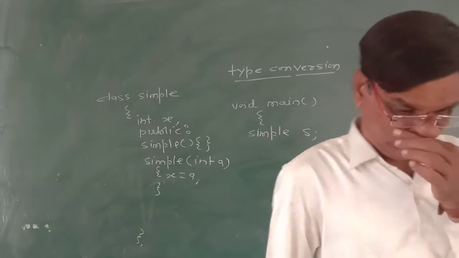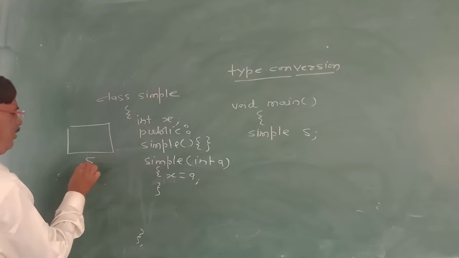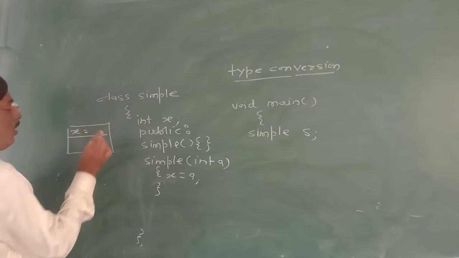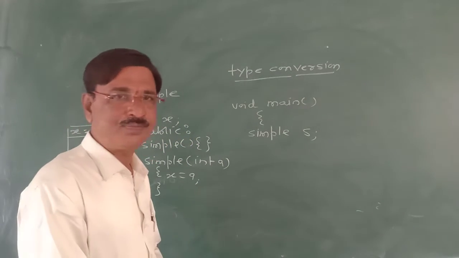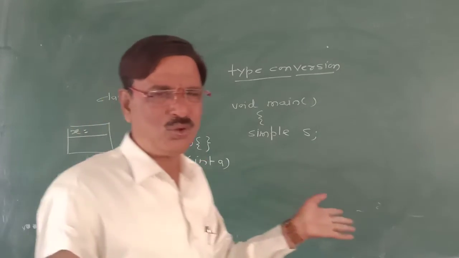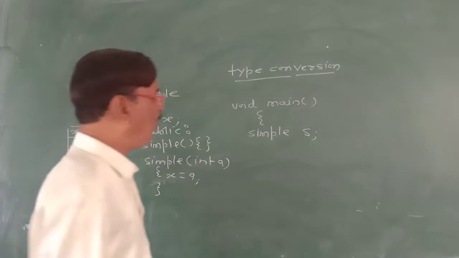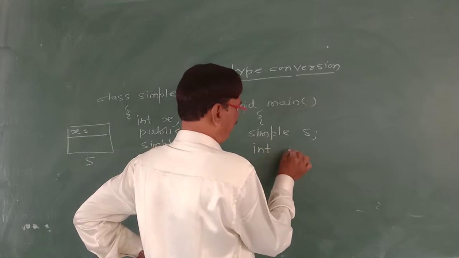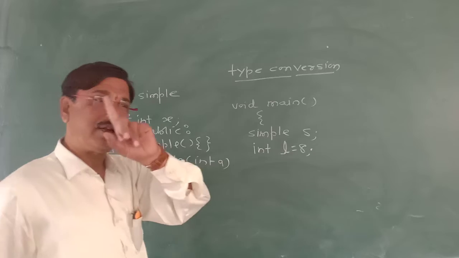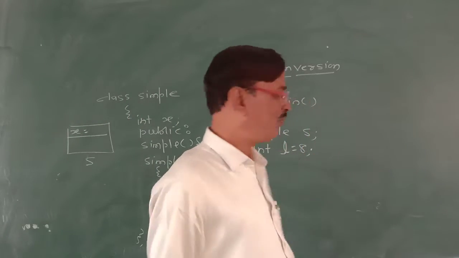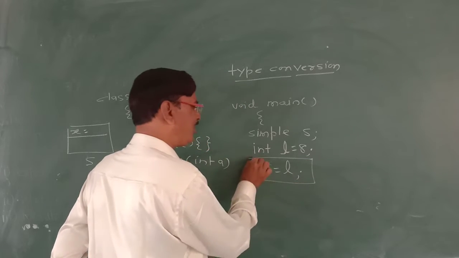Now, simple S, an object is created, x is not initialized. As soon as the object is created, this constructor will get executed, but this default constructor does nothing. Now suppose there is one integer L equal to 8. There is one integer L, there is one object S, and suppose we write the expression S is equal to L. Look at this expression.